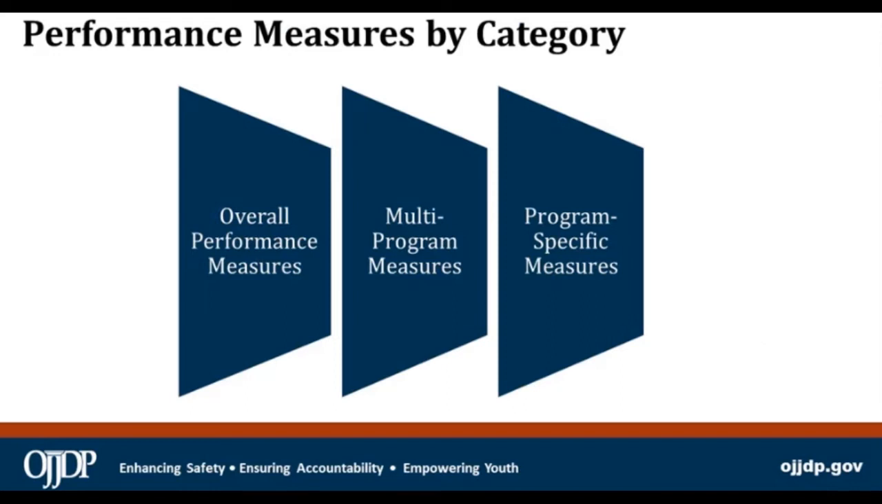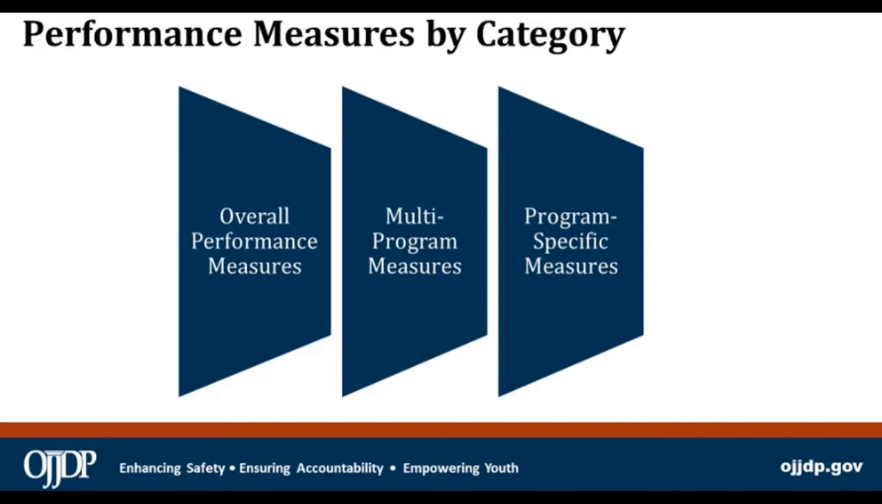OJJDP identified and organized the newly updated performance measures to include 3 different categories. The categories include overall measures, multi-program measures, and program-specific measures. In overall measures, grantees will be asked the same overall questions in every program. This allows analysts to aggregate data across multiple programs and assist with responding to ad hoc data requests.